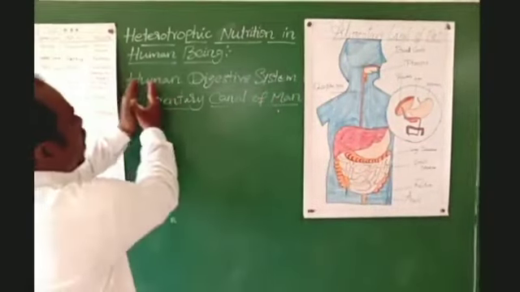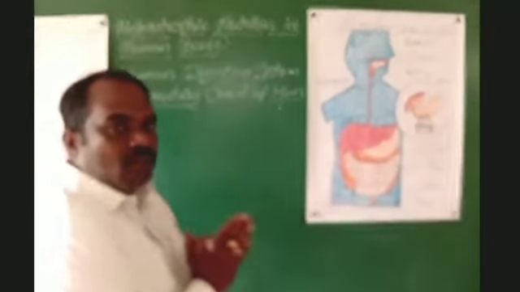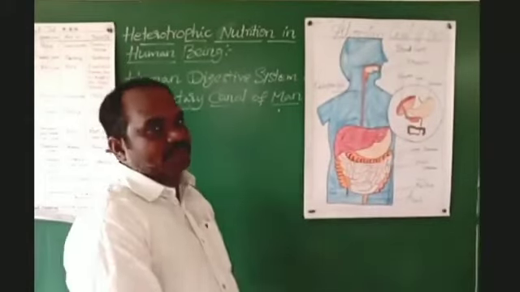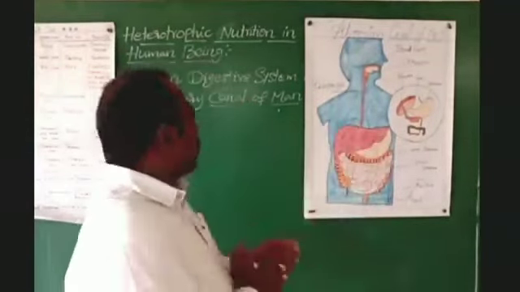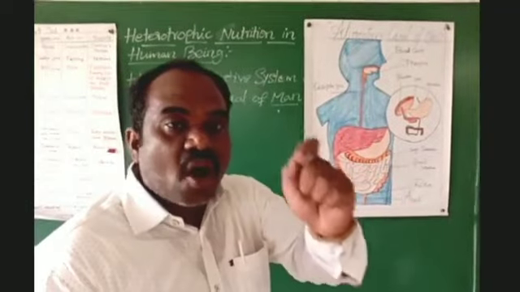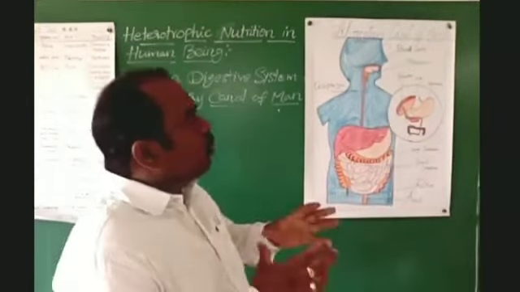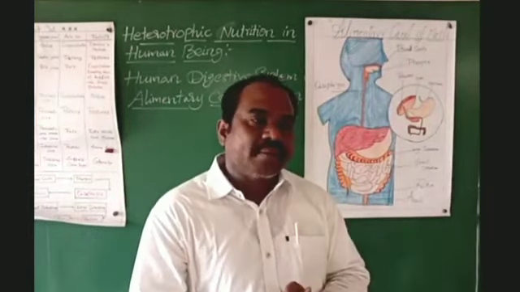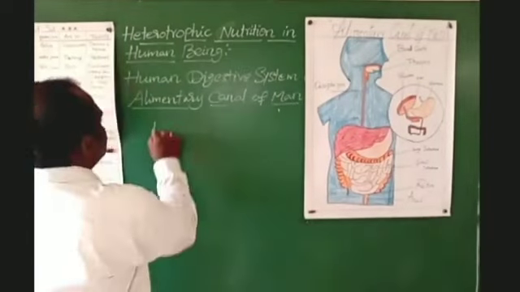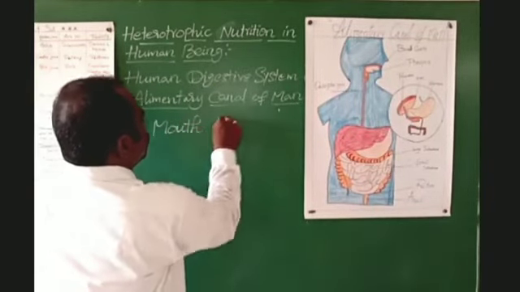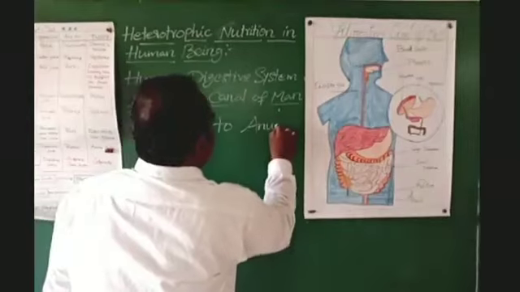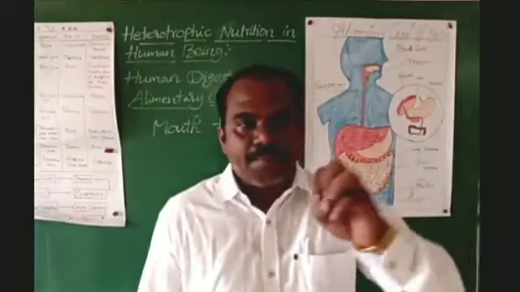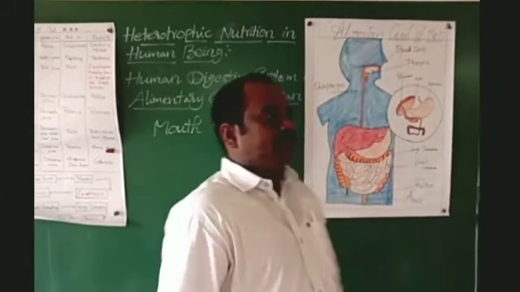So, the human digestive system or alimentary canal of man. Write down, students, all of you. Human digestive system or alimentary canal of man, from mouth to anus. The human digestive system consists of parts from mouth to anus.